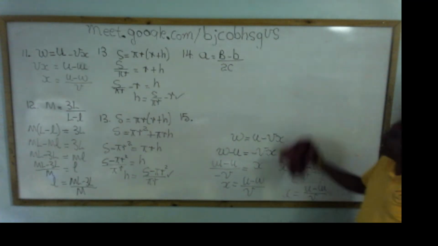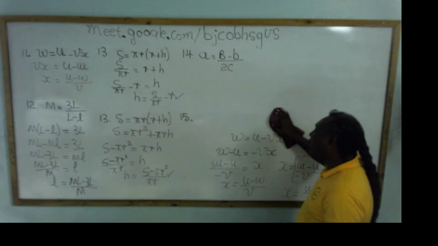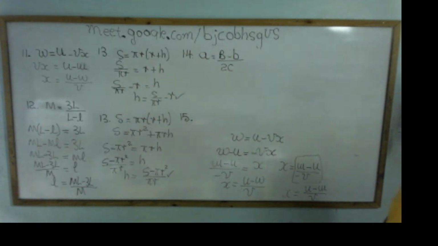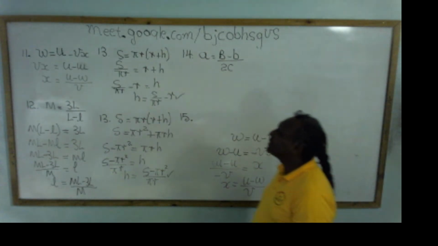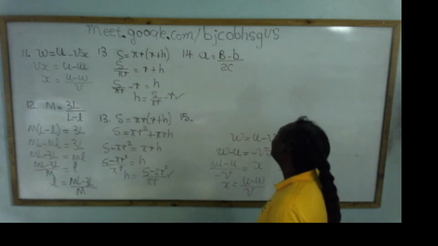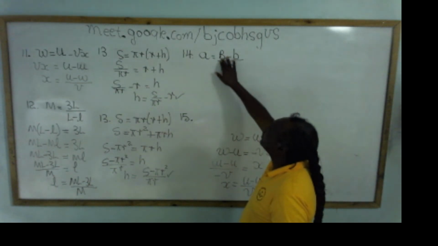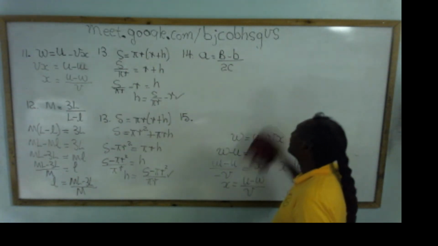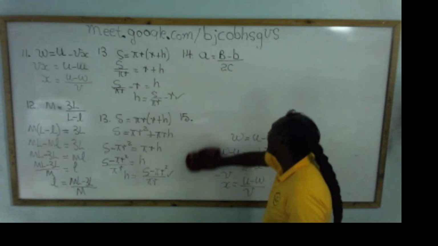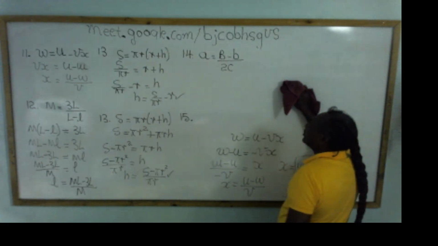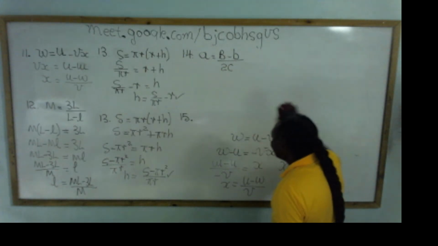Now, number 14, you will not have any difficulty with number 14. You will just move through it easily. So let me ask the question generally to the class. We are making uppercase B the subject of the formula. What do we eliminate first? We are making uppercase B the subject of the formula. What do we eliminate first?